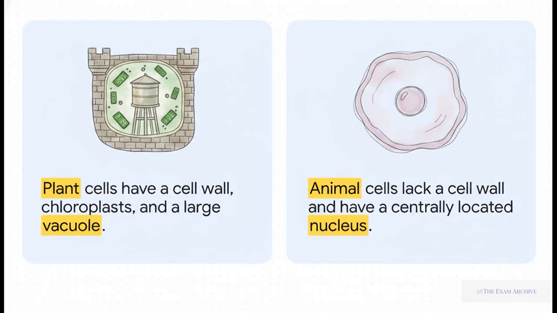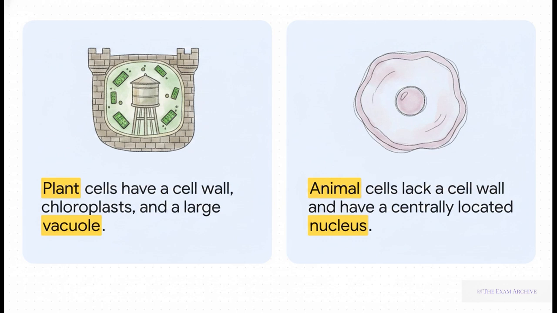Let's use some simple analogies here. For plant cells, first, they have a rigid cell wall made of cellulose. Think of this as an outer castle wall that provides shape and protection. Second, they have chloroplasts. These are essentially dedicated solar panels to capture sunlight and make food. And third, they have a large permanent vacuole. It's like a massive water tower that maintains pressure so the plant can stand upright against gravity.